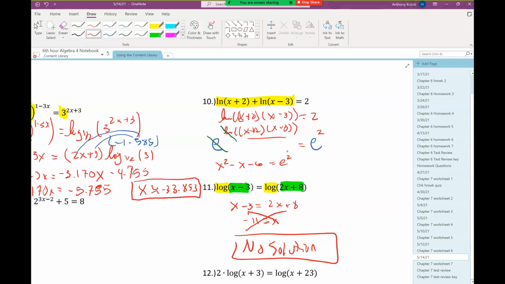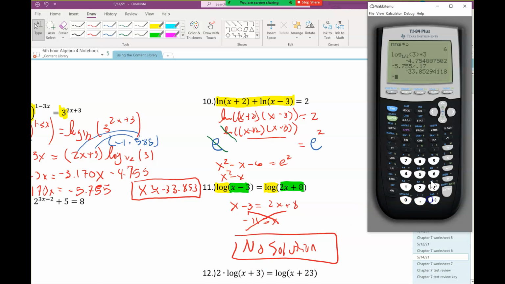Correct. Yes. So what I'm left with now is a quadratic equation, right? So to solve a quadratic equation, it's got to be equal to zero. So I'm going to subtract that e squared from both sides. But remember, e is just a number. So I'm going to just get a decimal here in my calculator. Like, e squared is a big crummy number, but it's still just a number. So I'm going to subtract the e squared from the negative 6. And when I do that, the decimal I get is like negative 13.389.